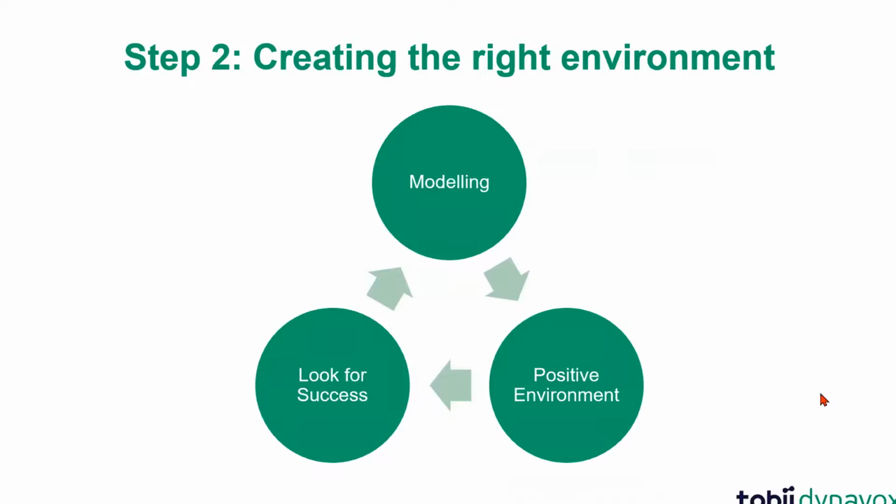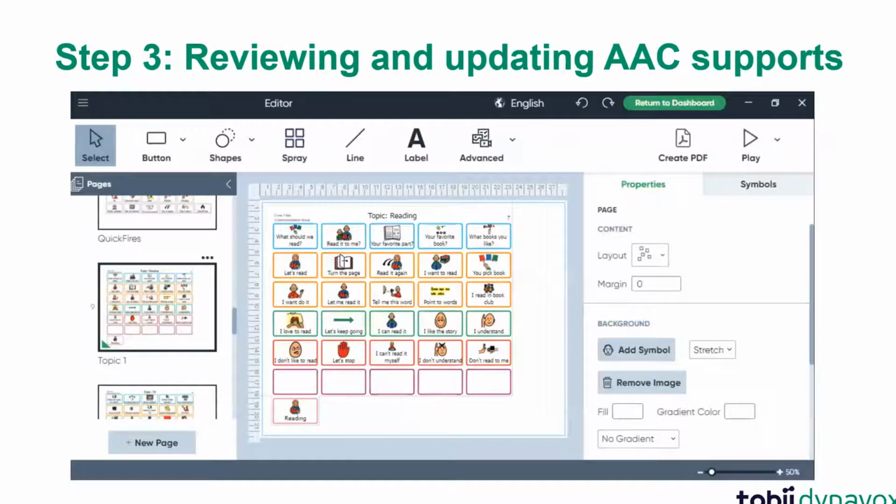So finally, my last step is reviewing and updating our AAC supports. So it's making sure that these are as up to date as possible. So it could be as simple as adding some vocabulary, maybe including some more language, but it could also mean adapting a little bit further. So we know that as we grow and as we develop, our needs are going to change slightly. And so we need to make sure that the support that we're providing for our students is constantly meeting their needs and is up to date.